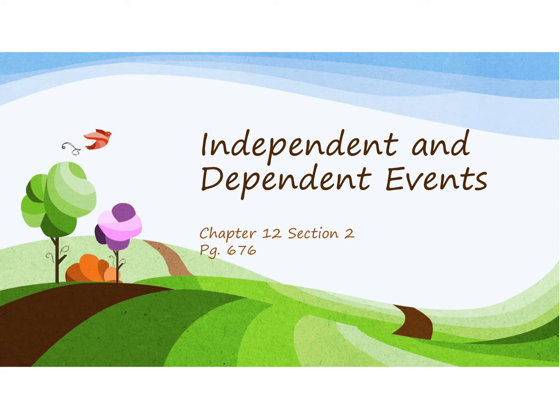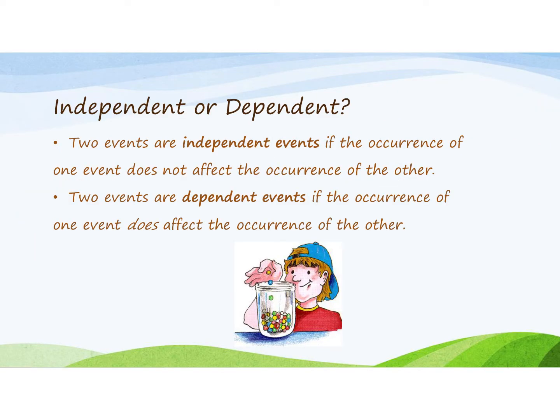So today we're going to cover section 2. We're going to talk about independent and dependent events. Two events are independent events if the occurrence of one event does not affect the other. Two events are dependent events if the occurrence of one does affect the occurrence of the other.